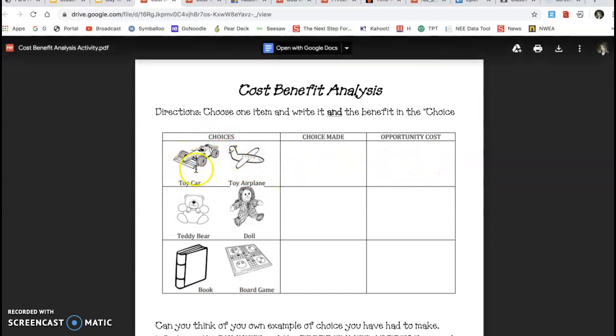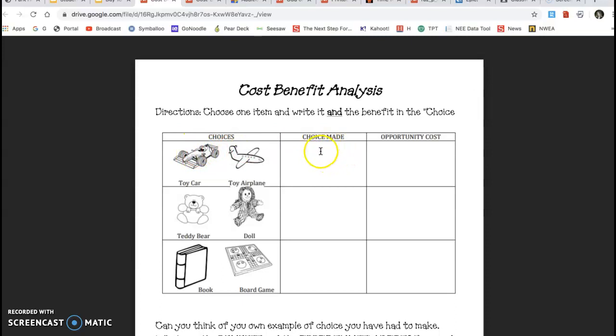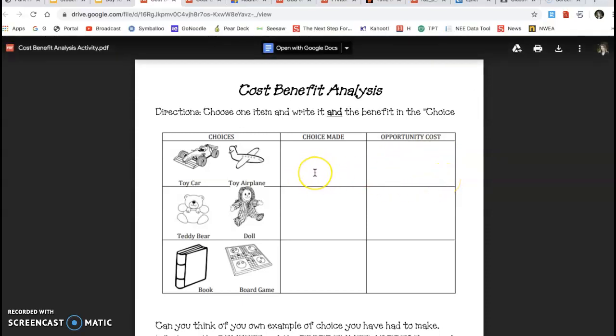So let's say I picked the toy car. So in the choice made, I'm writing the choice made and the benefit. So I would write toy car. The benefit would be it rolls on the ground. For me, it rolls farther. But the opportunity cost is I don't have a toy that flies in the air. And that would be fun, but I'd rather have a rolling toy. So that's kind of the thought process here.